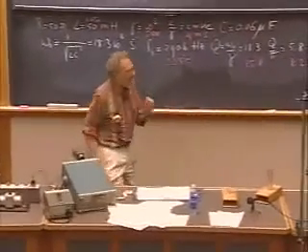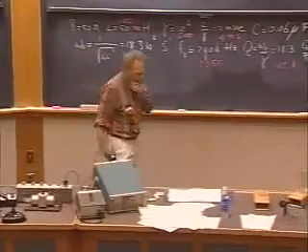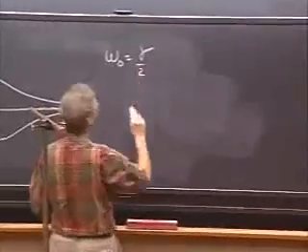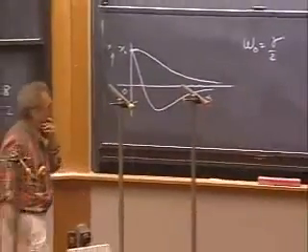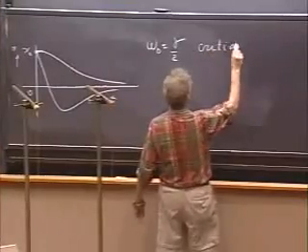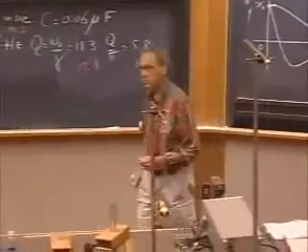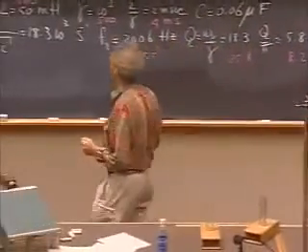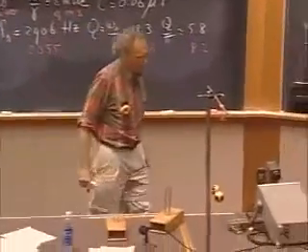There is one more case, which is a very special case, and that is when omega 0 is exactly gamma over 2. And that's called critical damping. So we have three domains: under damping, we did that in detail, then you have over damping, which gives this solution, and then you have critical damping.